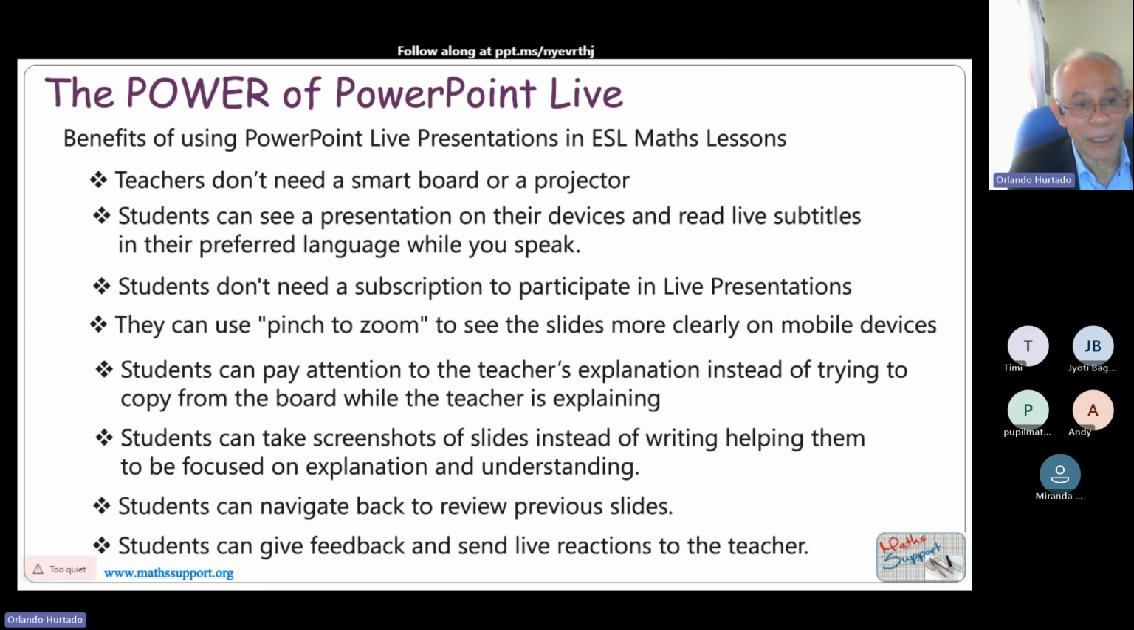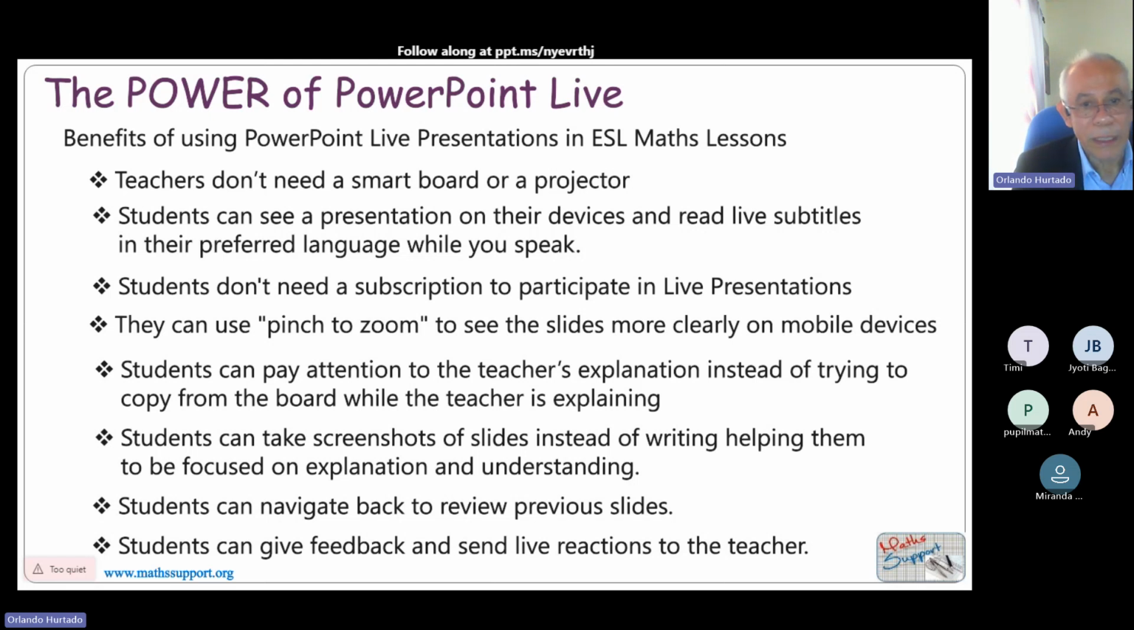So also, at the end of the class, a student can give you feedback, and they can also send live reactions to you. Do you see a small smiley face in your device? If you click on the smiley face, I will see your reactions in my PowerPoint. So click on your smiley faces, and then I can receive your reactions. At the end of the PowerPoint, you will receive a message to give me feedback in different areas of my presentation, where, as teachers, we benefit from that.